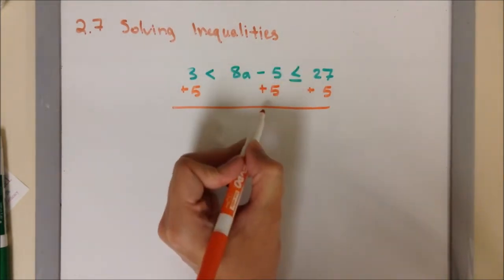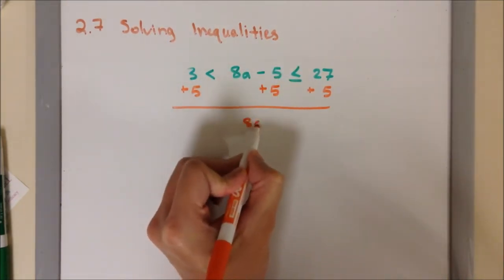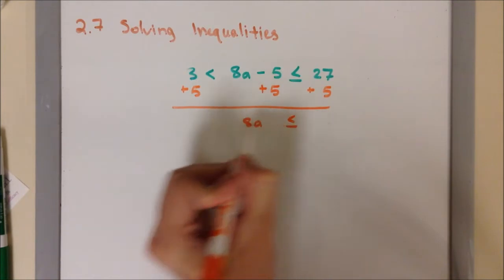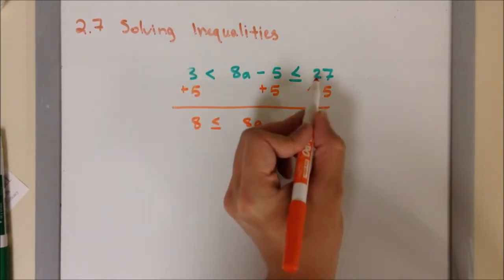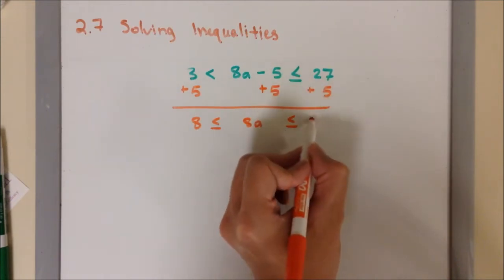So in the middle we'll cancel out, so I'm left with 8a. Bring down the inequality signs. 3 plus 5, that's 8. 27 plus 5, that's 32.